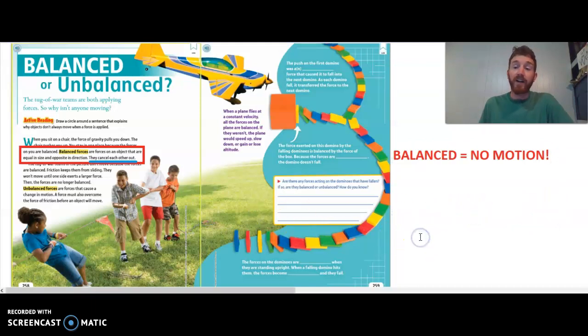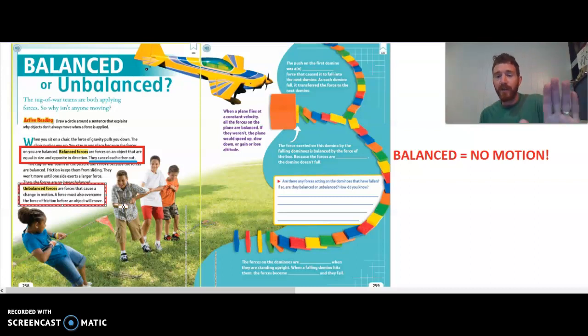Now, the opposite of that would be unbalanced forces. Anytime we have motion happening, that's when we're going to have unbalanced forces acting on them, okay? So it says unbalanced forces are forces that cause a change in motion. A force must also overcome the force of friction before an object will move. So when we talked about friction yesterday, that's an example too, where friction is a force that you need to basically overcome. So if you have a big heavy box on a thick carpet that has lots of friction, you might push it a little bit, but it may not move because the friction is so great. So you might have to push harder. So we do have to overcome friction for unbalanced forces to cause motion, okay?